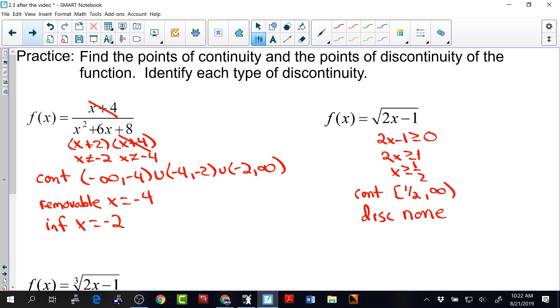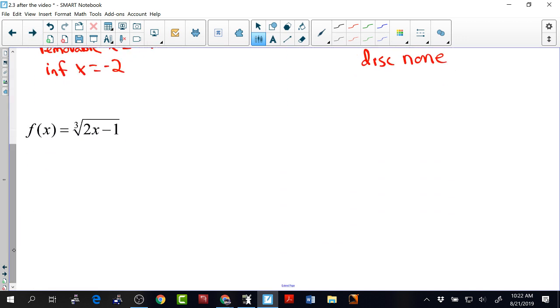This one down here is almost like a trick question because you can take the third root of anything. So this is continuous from -infinity to infinity. It's continuous everywhere. Don't get tricked. If it has no problems, then there's no problems.